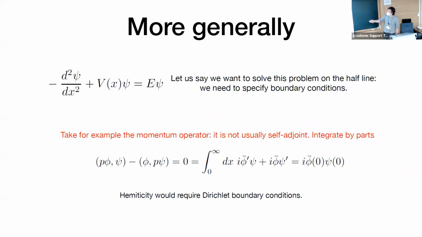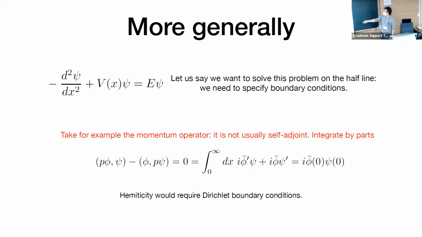So more generally, let's say we want to solve this kind of problem with some boundary conditions. Let me give you an example of how boundary conditions are imposed. Let's say you're working on a real line and you want to check that P is Hermitian. So how do you check that P is Hermitian? You take this inner product, you take the difference, and if it were Hermitian, it should be 0.